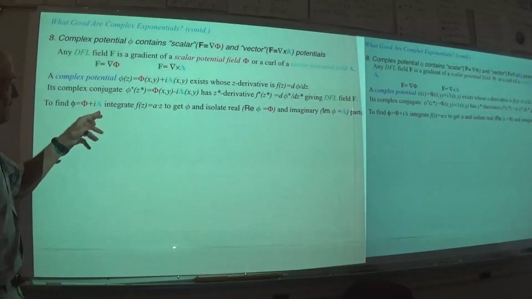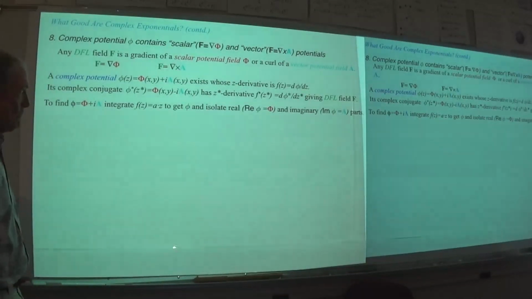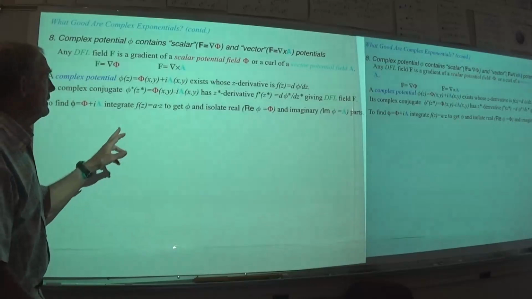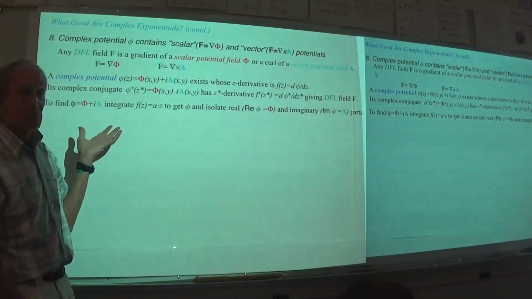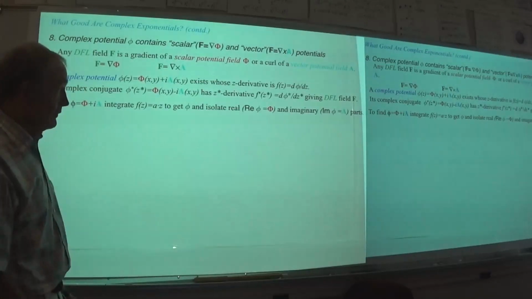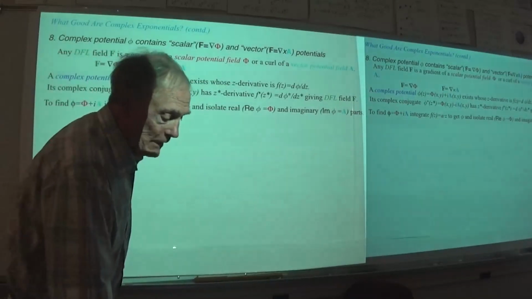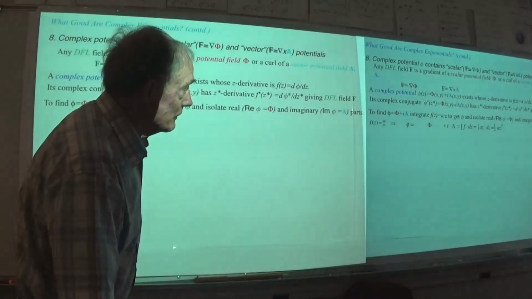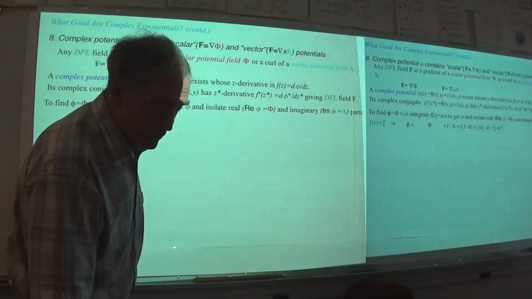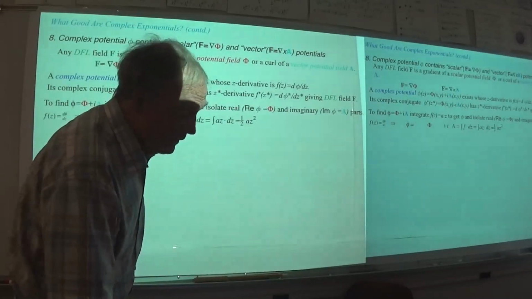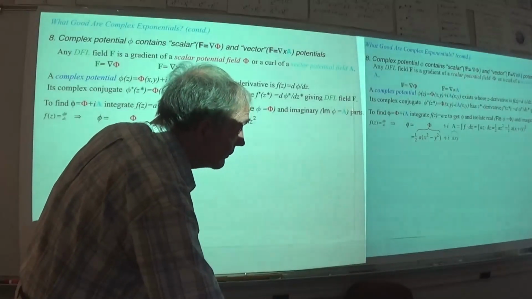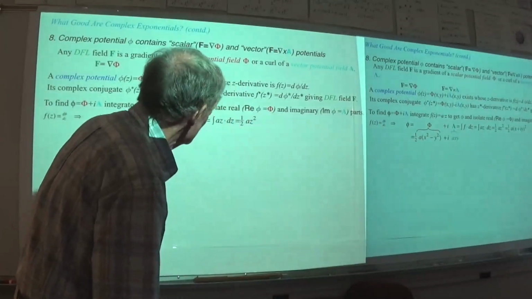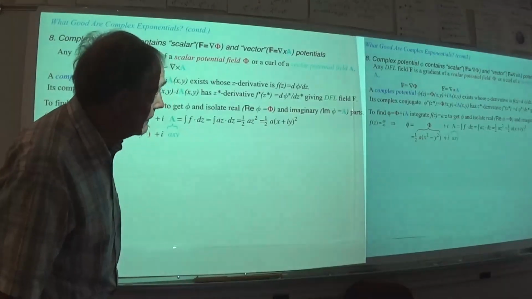To find this, we have to integrate the function. But we only have to integrate a function of one variable. The variable is complex. That's cool. Okay. That's what we like to see when we talk about the advantages of complex variables. So this is what we're going to be doing right here with this.